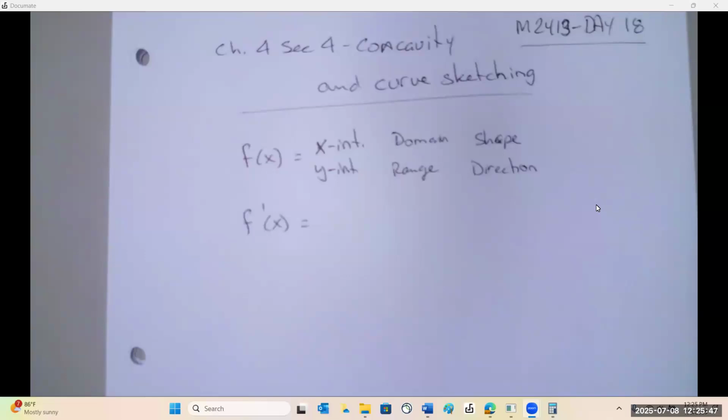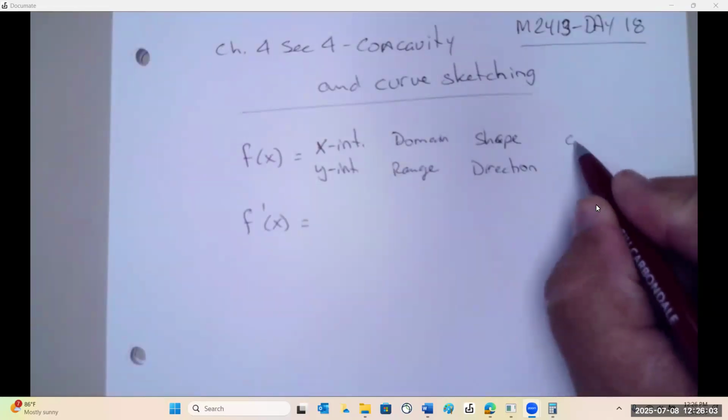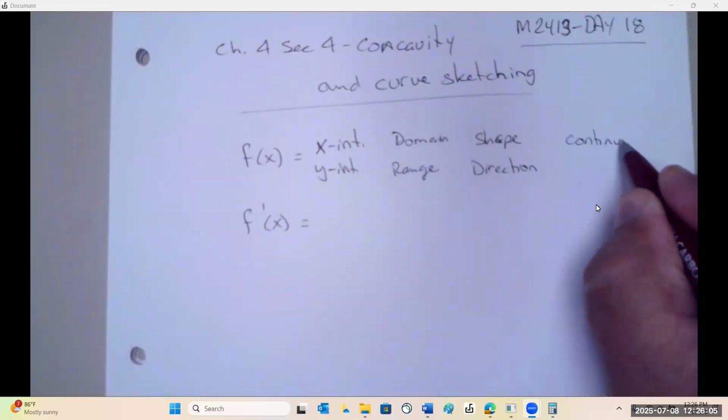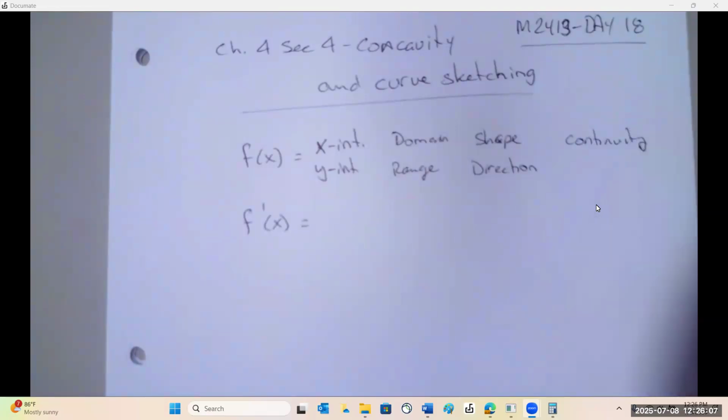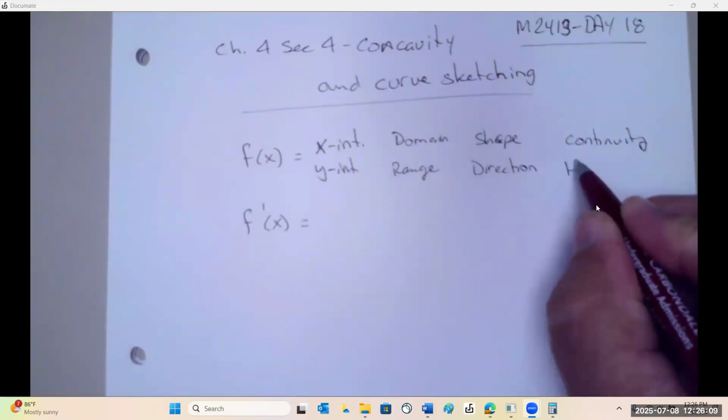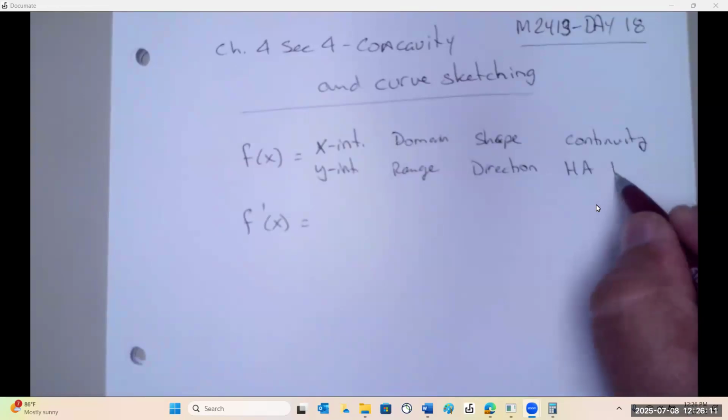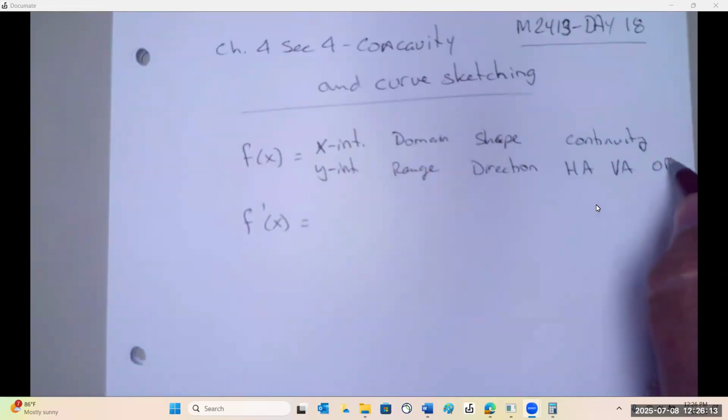What else do we need to know? There was something else I thought about when you asked that question. You can't really tell that by looking at it. Well, I guess you could if it has any vertical asymptotes. Continuity, horizontal asymptotes, vertical asymptotes, or oblique asymptotes.